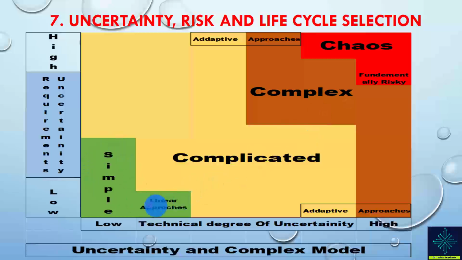So again, this is the simple region where linear or predictive approaches might be used. Here, in the complicated and the complex regions, we use the Agile or adaptive approach. The red region we have to avoid, or at least try to decrease the uncertainty to bring the project back to complex or complicated.